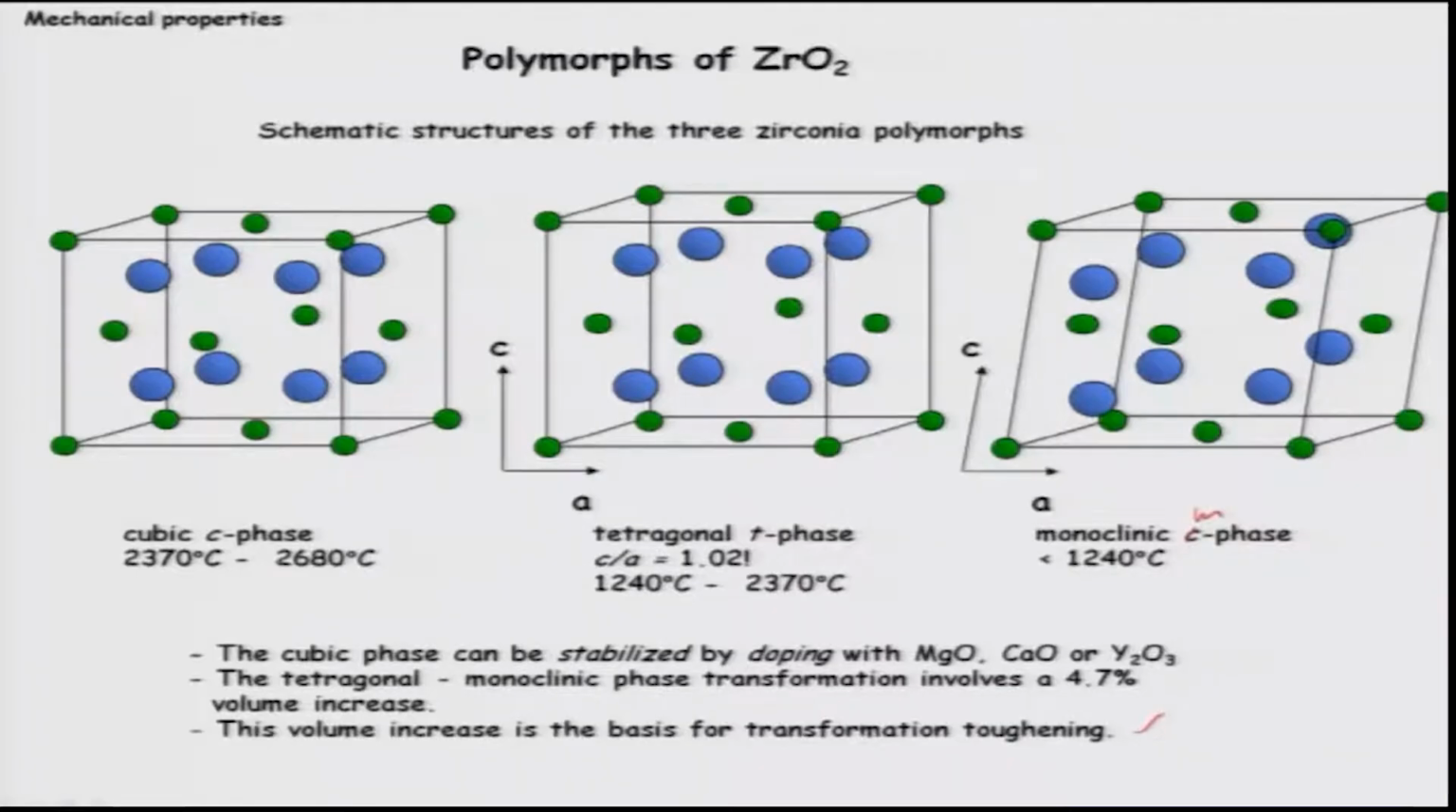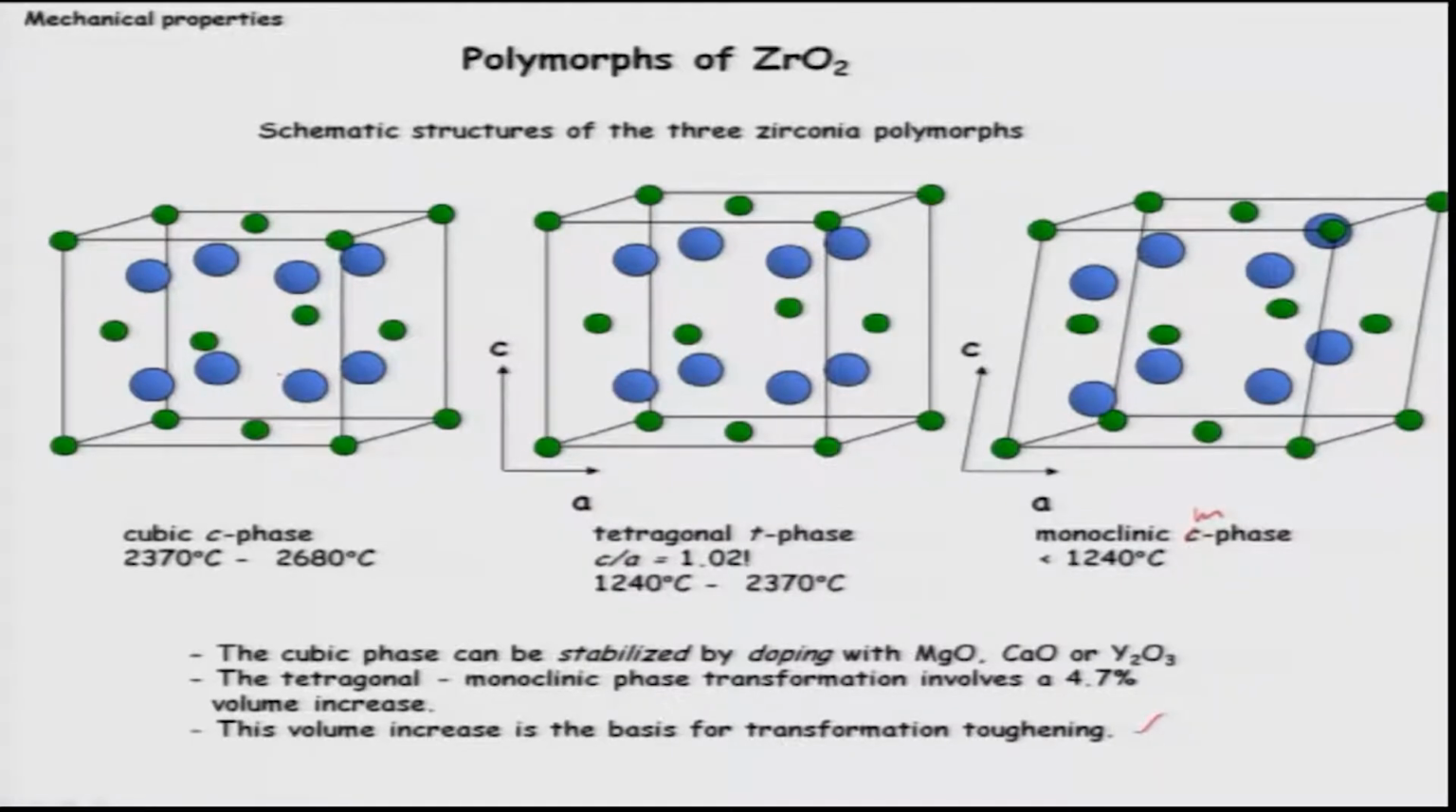Remember here, the bigger atoms, the blue circles, are basically oxygen, and the green ones are from zirconium. So, in cubic, zirconium atoms are sitting at the face centered cubic positions, so there are 8 atoms sitting, and oxygen atoms are sitting at the tetrahedral voids. Similarly in tetragonal. Monoclinic is a little bit distorted structure because it has a lower symmetry.